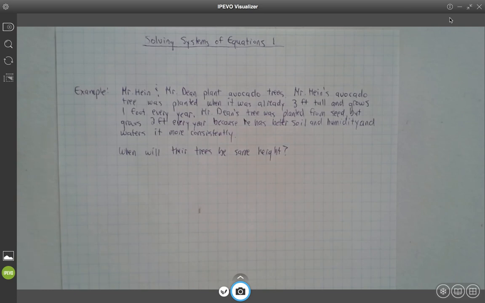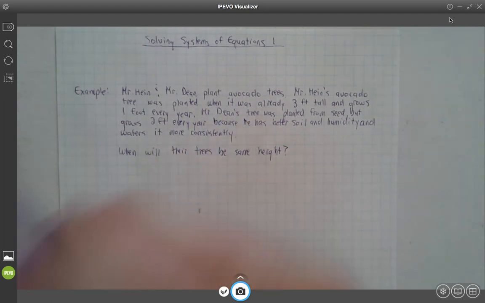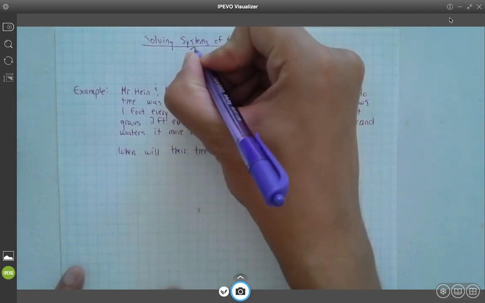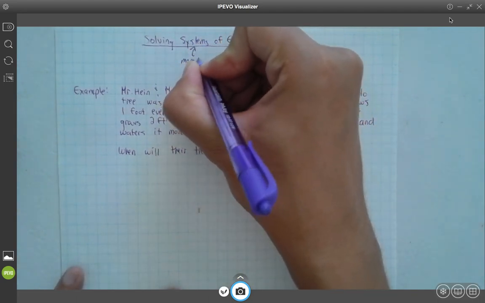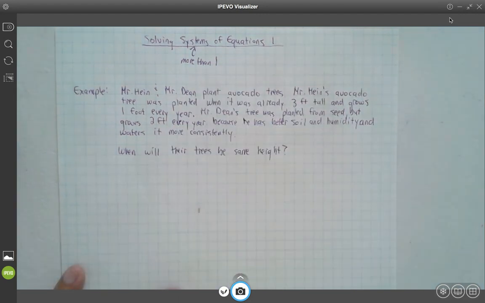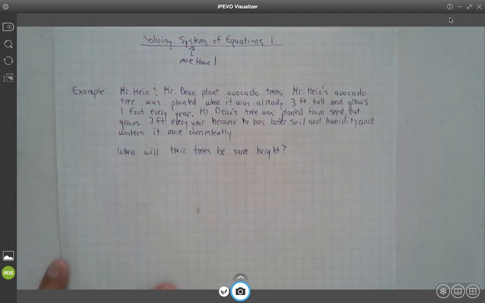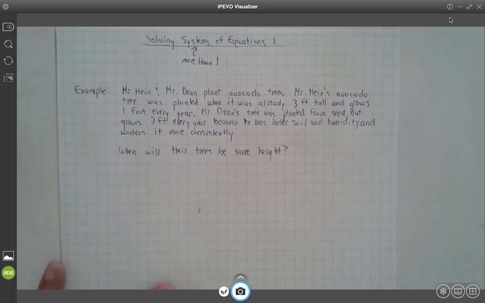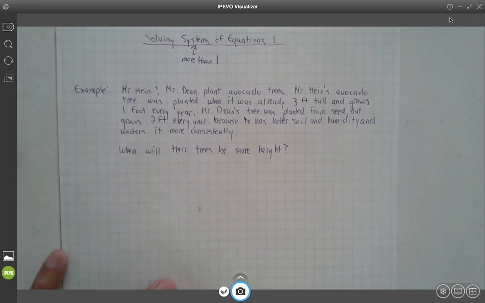And today we're going to be doing something a little bit new, and that is solving systems of equations. Now, fancy words, but systems just means more than one. So the idea here is we're going to solve problems when there's more than one equation going on. Okay? And we're going to do it through this example here, and this should help you with your work today and possibly even tomorrow.